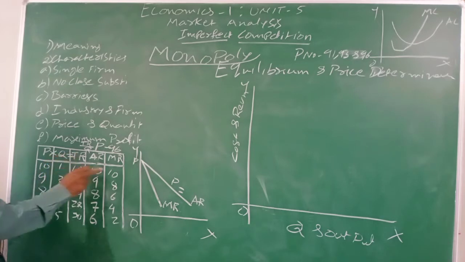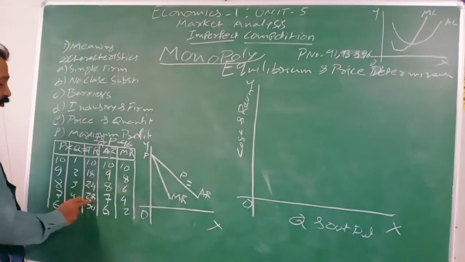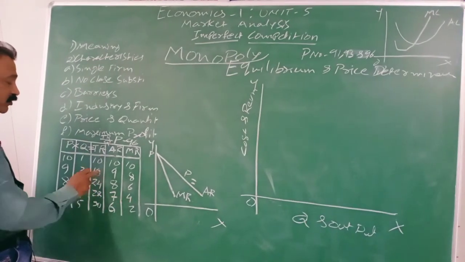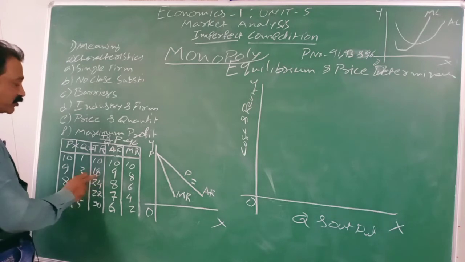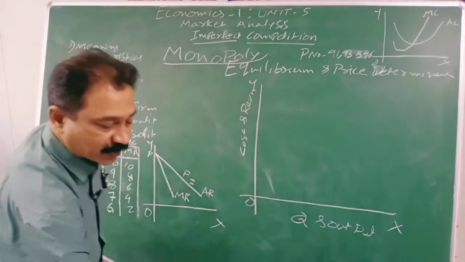10 minus 0, 10. 18 minus 10, 8. 24 minus 18, 6. 28 minus 24, 4. In this way, whatever you take, the previous one has to be removed. In that way, you will get this table.